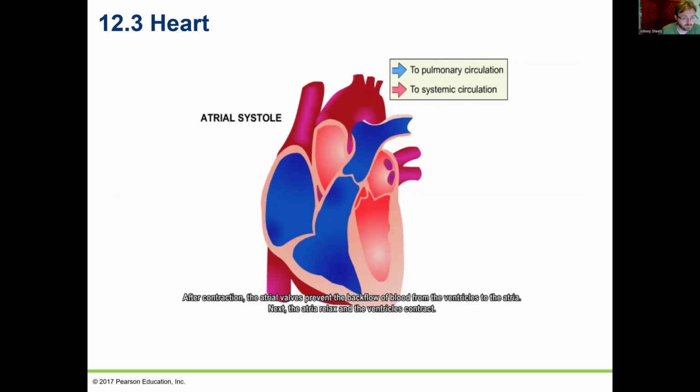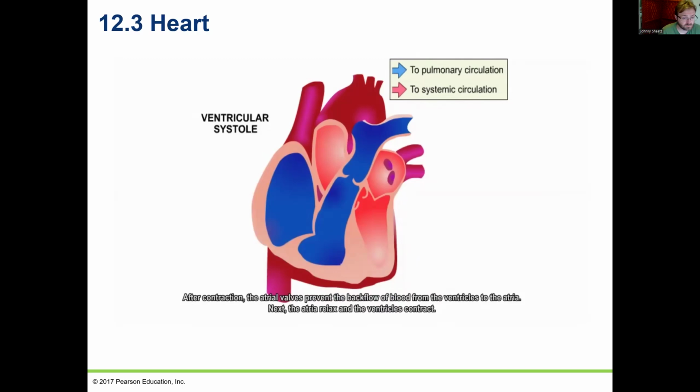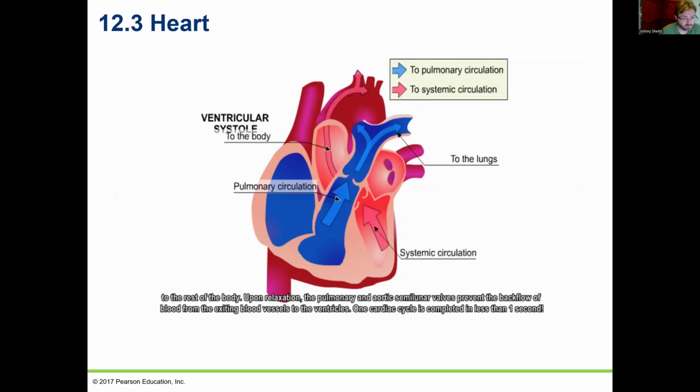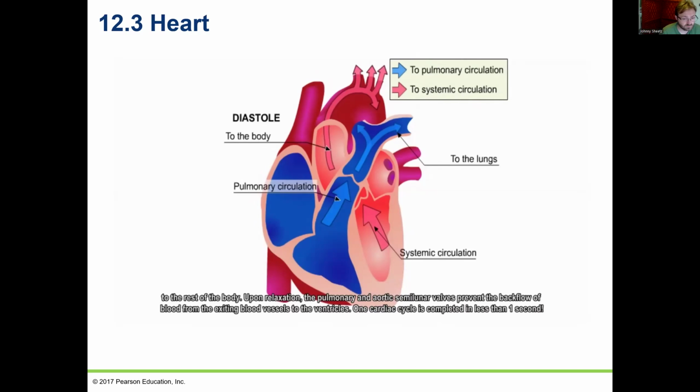Next, the atria relax and the ventricles contract. Deoxygenated blood is pumped out of the right ventricle into the pulmonary arteries and carried to the lungs, while oxygenated blood is pumped out of the left ventricle through the aorta to the rest of the body. Upon relaxation, the pulmonary and aortic semilunar valves prevent the backflow of blood from the exiting blood vessels to the ventricles. One cardiac cycle is completed in less than 1 second.